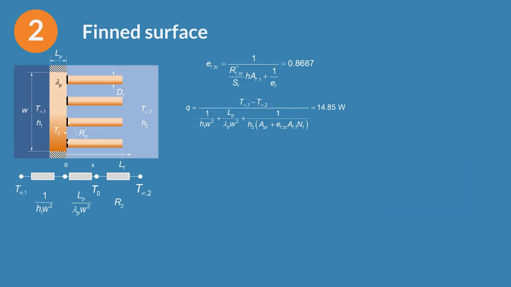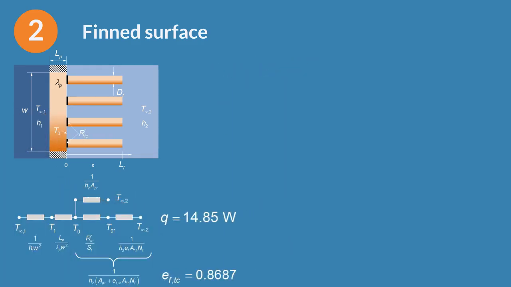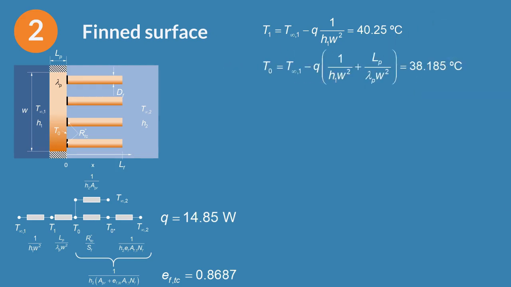For the values calculated for the fins with contact resistance, we are going now to calculate temperatures and components of the heat transfer rate. Using the convection resistance with fluid 1, T1 can be calculated easily. With the combination of the convection plus conduction resistances, we calculate the temperature of the prime area, T0.